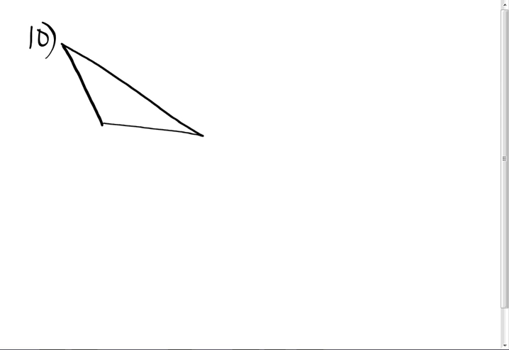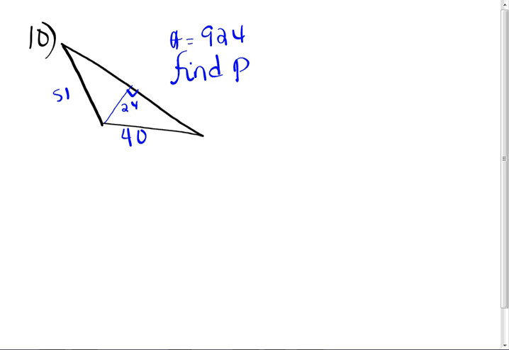Again, this triangle is not sitting on the base that I want. So let's see. This is 51. This is 40. This is 24. The area is 924. Can't read that. Find the perimeter. Let's start with the question. Okay, you guys ready? The question is find the perimeter.